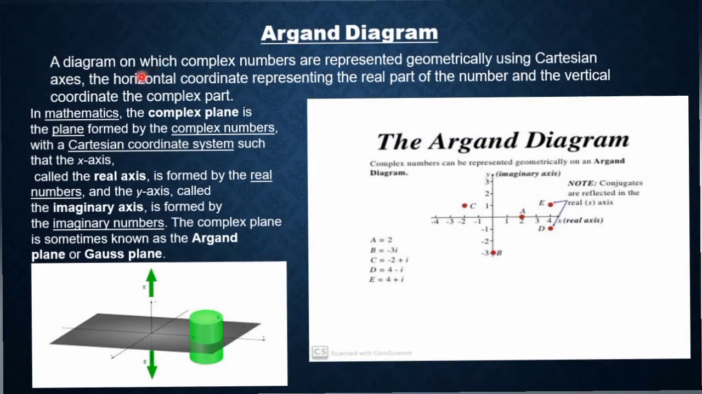The Argand diagram is one on which complex numbers are represented geometrically using Cartesian axes, the horizontal coordinate representing the real part of the number and the vertical coordinate the imaginary part. In mathematics, the complex plane is the plane formed by complex numbers with a Cartesian coordinate system such that the x-axis, called the real axis, is formed by the real numbers. As I have told previously, the vertical axis is the imaginary axis, that is the y-axis, and the horizontal is the real axis. The y-axis, called the imaginary axis, is formed by imaginary numbers. The complex plane is sometimes known as the Argand plane or Gauss plane.